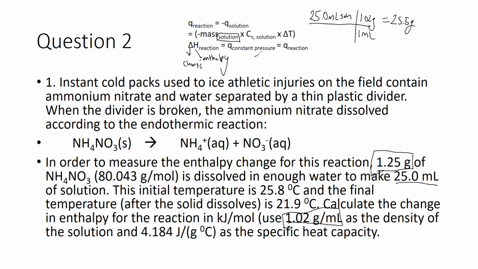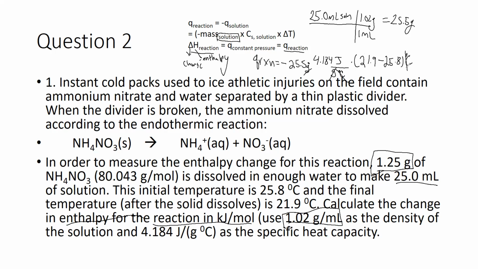So let's do this. Q reaction is what I'm trying to actually figure out, because I want the enthalpy of reaction in kilojoules per mole. So Q reaction equals negative mass of solution, 25.5, multiplied by the specific heat capacity of the solution, 4.184, in joules per gram per degree centigrade. Grams cancel out, grams at the top, grams on the bottom. Multiplied by my change in temperature, final minus initial. So my final temperature is 21.9 minus my initial temperature, which is 25.8, which makes sense because this is supposed to be cold.